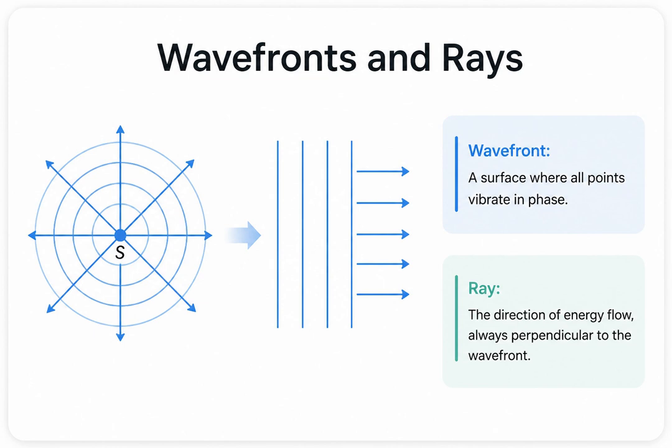To understand how light travels, we define a wavefront as a surface where all points vibrate in phase. For a point source, these wavefronts are concentric spheres. As they travel far from the source, they flatten into plane wavefronts. We represent the direction of light energy flow using rays, which are always perpendicular to the wavefronts at every point.